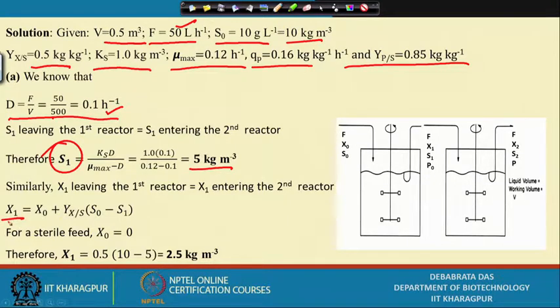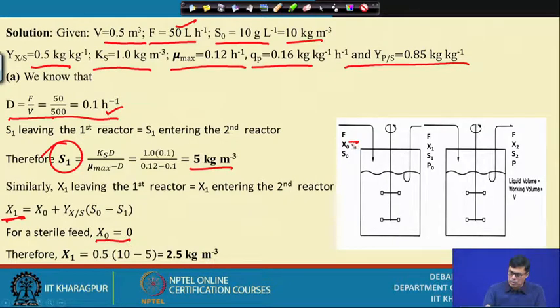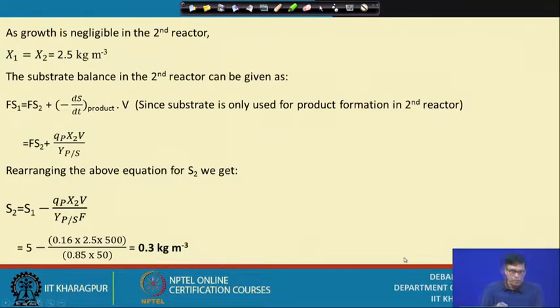Similarly, we can find out the cell mass concentration if we assume x0 equal to 0. If we assume, then we can find out x1 value. It is coming about 2.5 kg per cubic meter. Am I right? Now, in this problem, the second reactor, it is assumed that no cell growth. I can write x1 equal to x2, that is 2.5 kg per cubic meter.